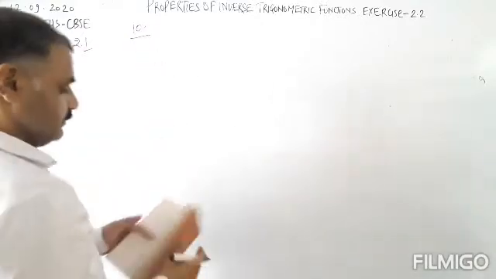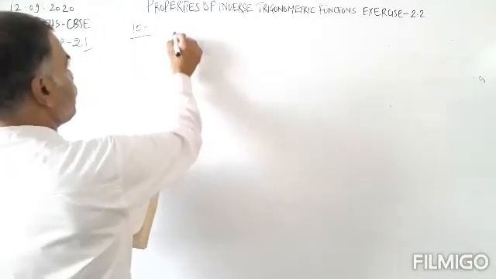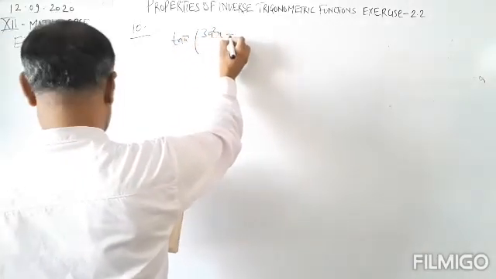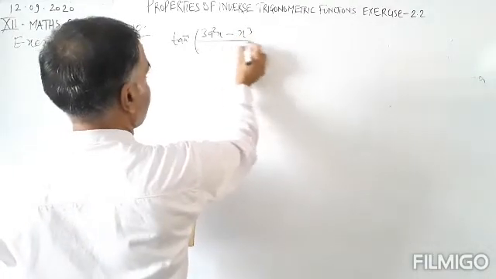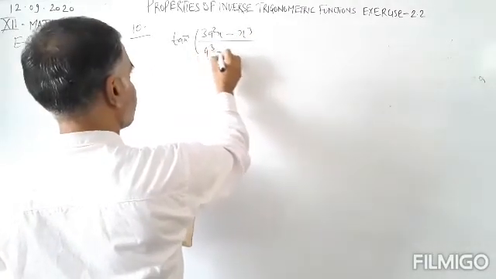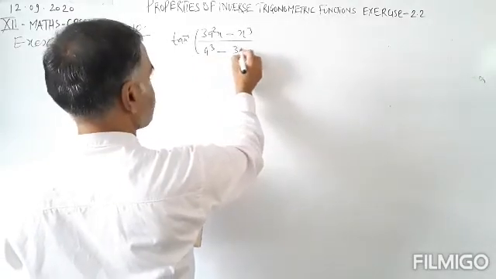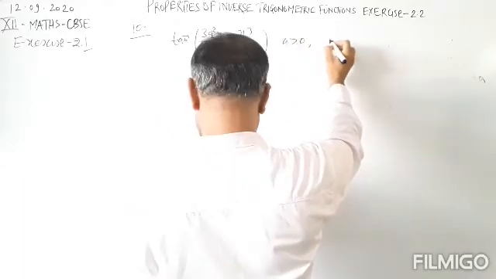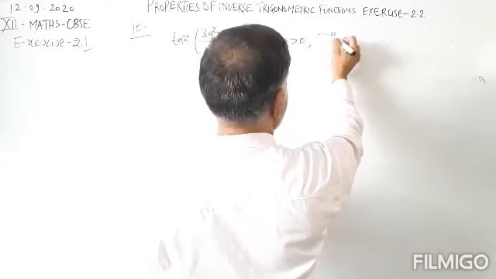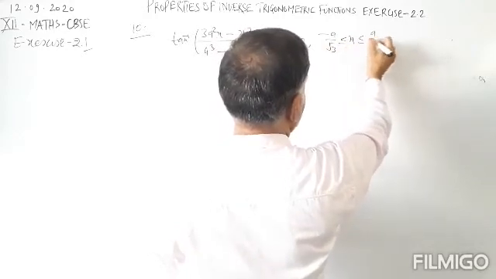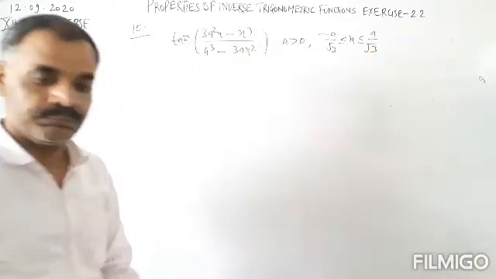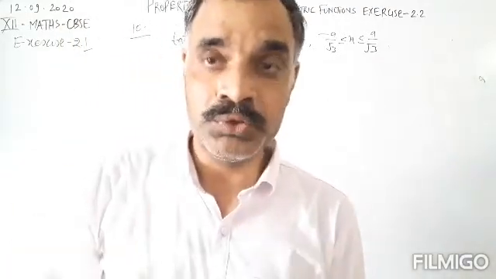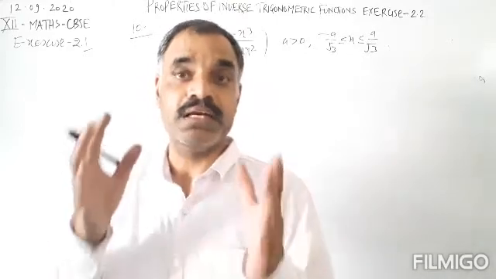Question number 10 is, you have been given tan inverse of (3a² x − x³) divided by (a³ − 3ax²), where a is greater than 0 and x lies between −a/√3 and a/√3. You have to put this in simplest form. Not a difficult task if you know the trigonometric identity of tan 3θ.